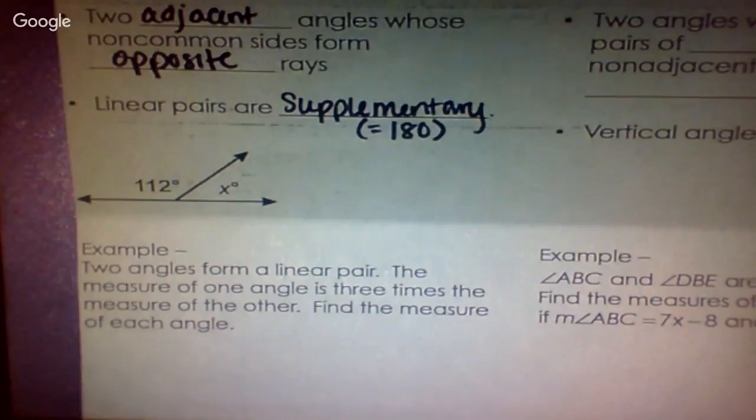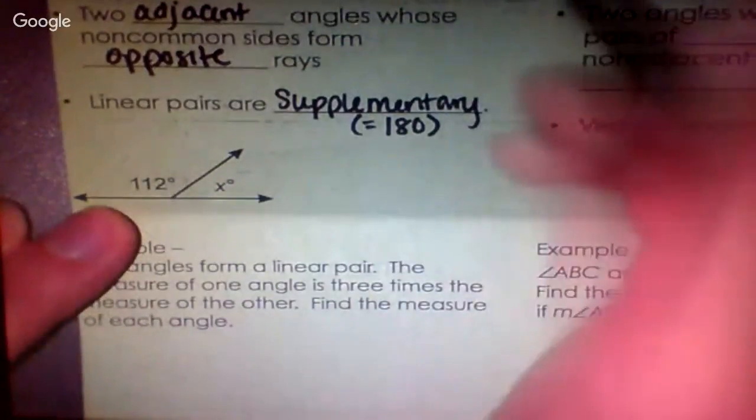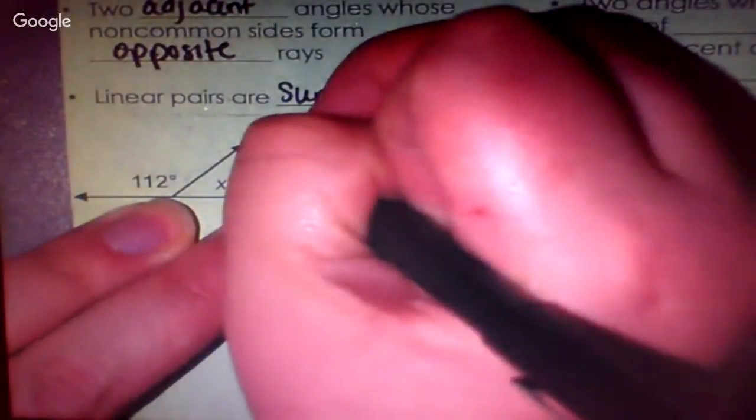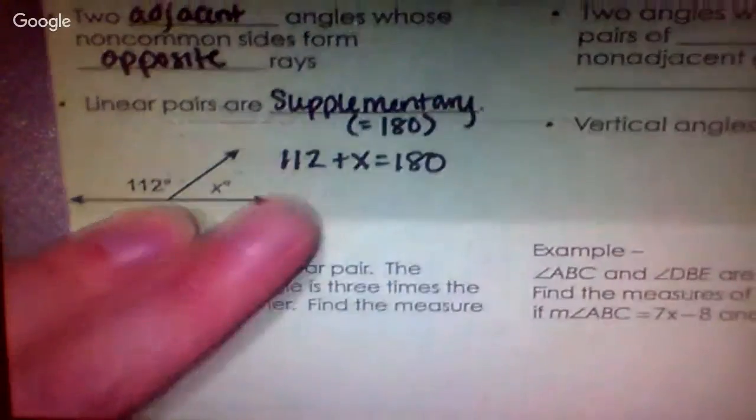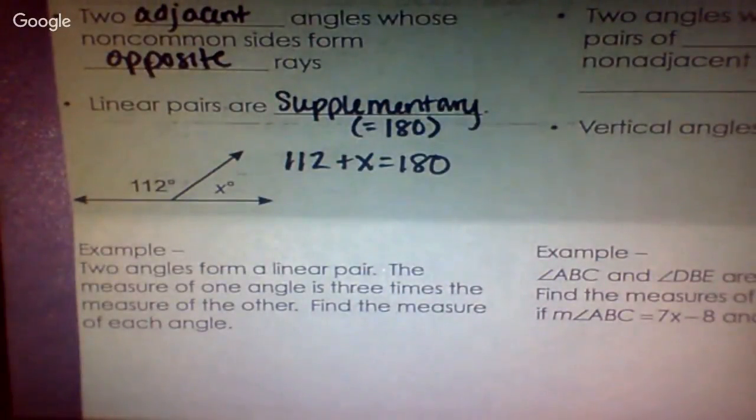So they equal 180. You may see this in picture form, which is what you see right below it. If the two angles are supplementary, which means they equal 180, they're going to form a straight line when they're put together. So when you have two angles that form a straight line, you set them equal to 180. 112 plus x equals 180. The two angles together should always equal 180.